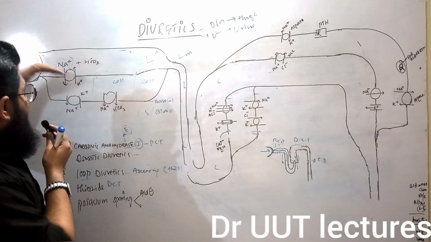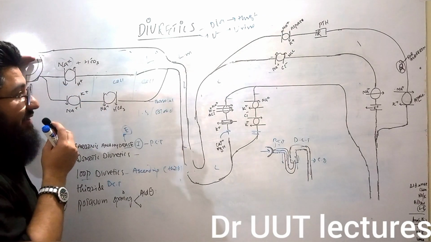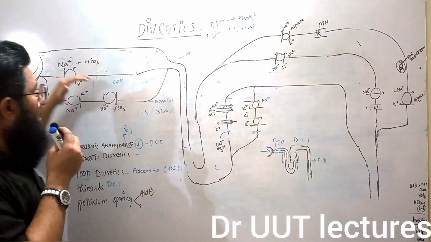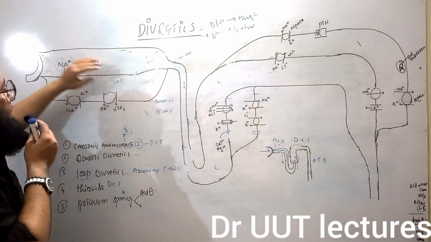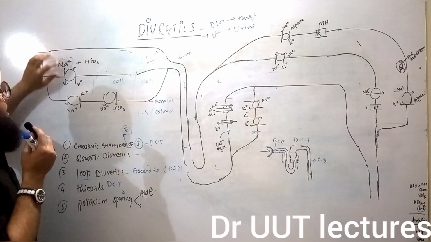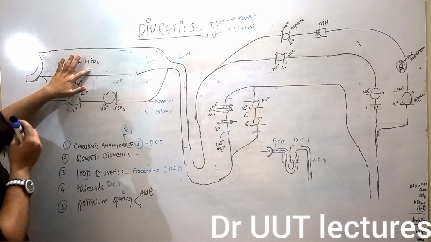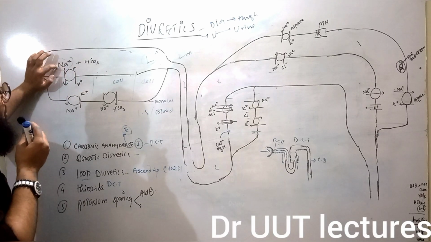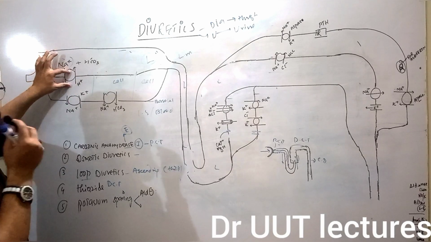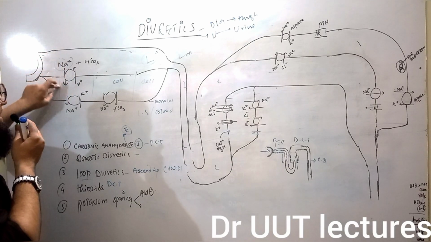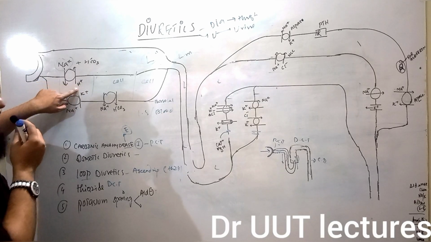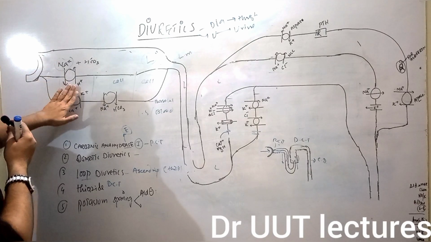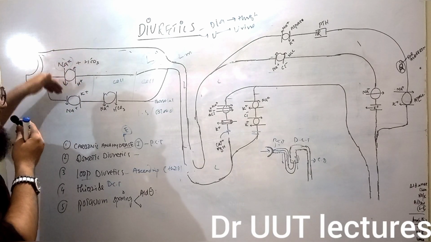So what is happening normally: from the Bowman's capsule, the filtrate containing sodium bicarbonate is moving into the proximal convoluted tubule. The very first interaction this filtrate has is with a transporter. Sorry, this is not the sodium bicarbonate transporter, this is the sodium hydrogen antiport transporter. Why? Sodium is moving inside the cells, and hydrogen is moving outside the cell, towards the lumen.